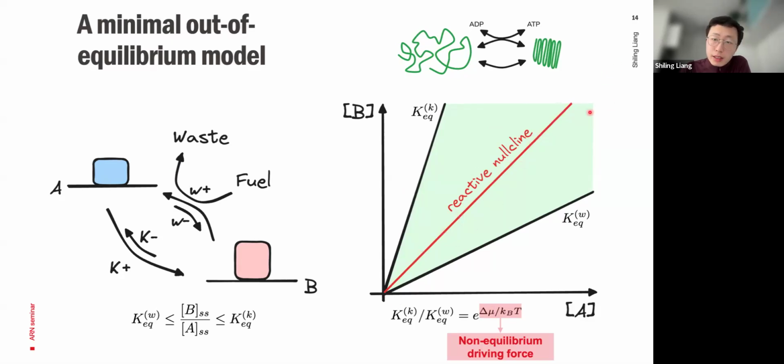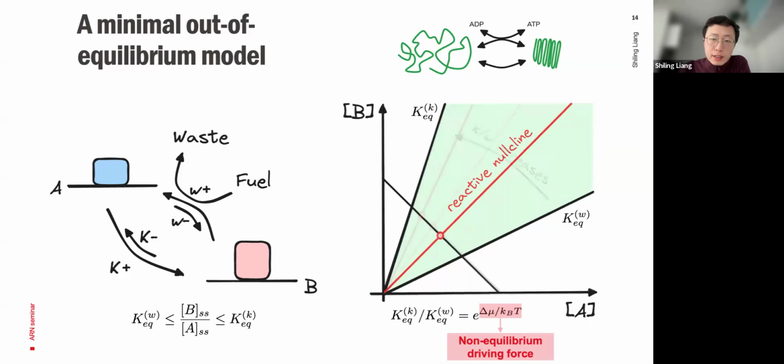Because it's a linear system, the null line will always be a straight line. And the intersection of the reactive null lines and the conservation law of the system, for example, if the total concentration of A and B is a constant, gives you the final stationary state solution. But no matter how we tune the kinetics, as long as the thermodynamics is fixed, the reactive null lines must be inside this space, which we call the thermodynamic space.